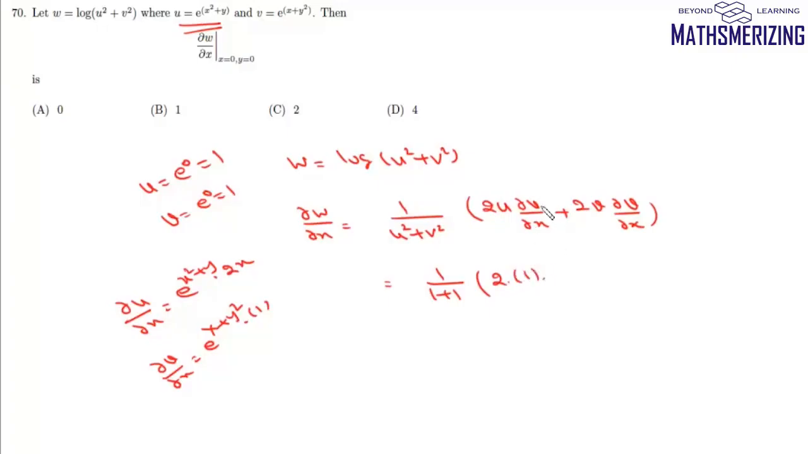This is 1. Now what is del u upon del x? Del u upon del x is 0 when we put x as 0, and plus, now 2 times, what is the value of v? Value of v is 1. And what is del v upon del x? Del v upon del x is 1. So it'll be simply 2 upon 2, which is 1. And that's your option number B.